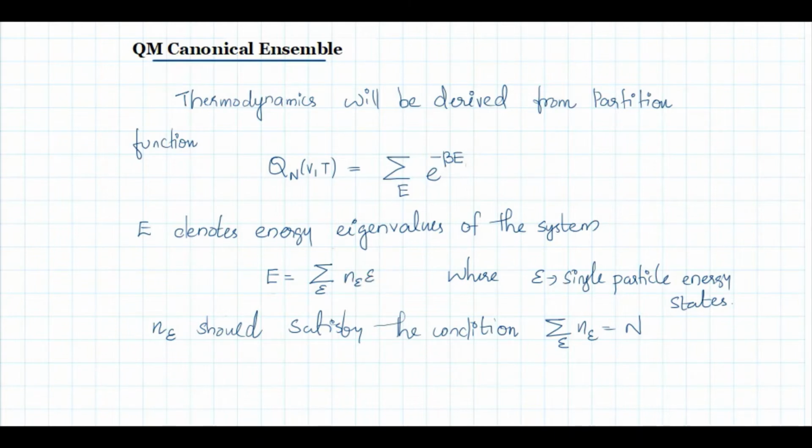Okay, these epsilons are single particle energy states, and here the number n_epsilon should satisfy the condition: if you sum over all the states this n_epsilon, you should get the total number of particles. Okay, I will explain these two equations.